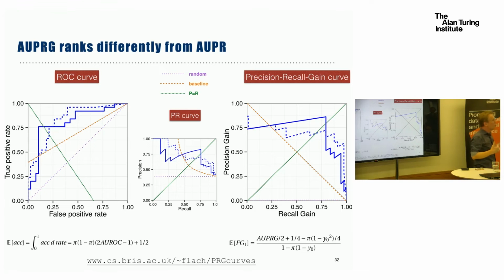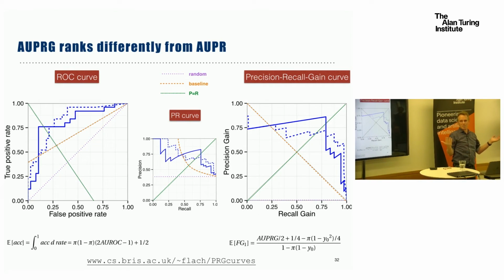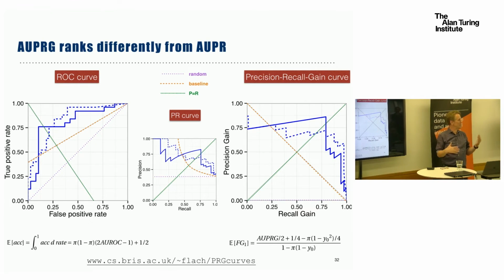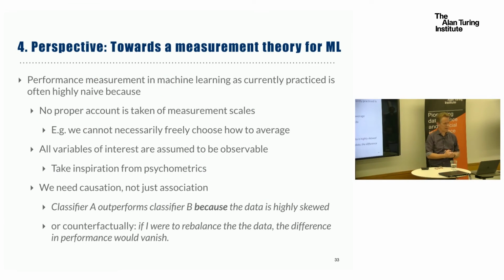So you're rewarding a model for outperforming another model in a part of the space that you're never going to be interested in, because it's not relevant. So sometimes these things really matter and you get a different ranking in performance if you change to what we think is the right way of doing things. Okay, I'm going to very quickly wrap up.